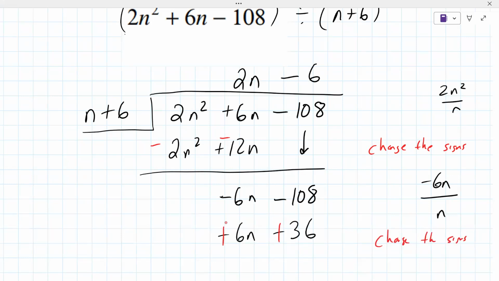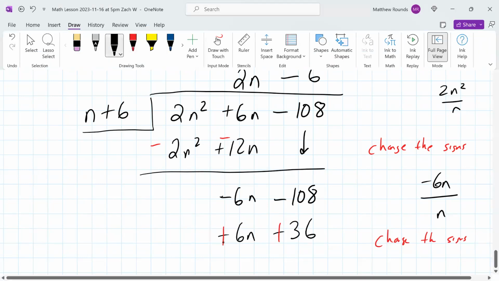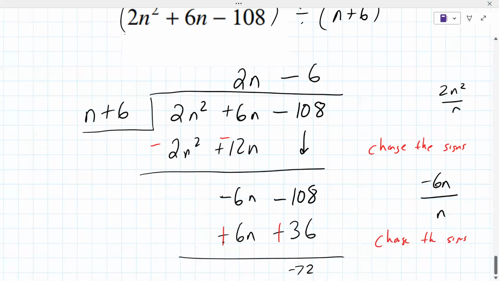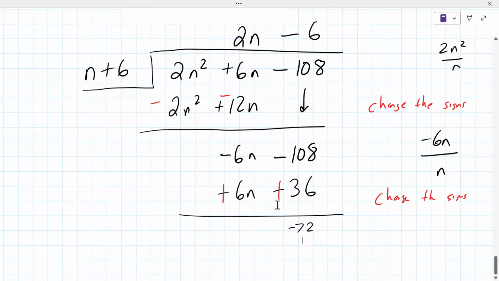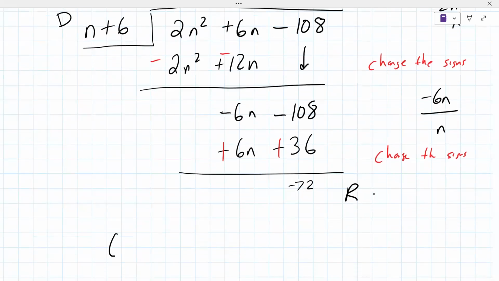Oh right, because I'm multiplying the minus 6 into that n plus 6. So then you would get negative 72. So then is that your final answer, 2n minus 6 minus 72? It depends on how your instructor wants you to write it. This is the quotient, this is the remainder, this is the divisor. So you generally write your answer as quotient plus remainder over divisor.